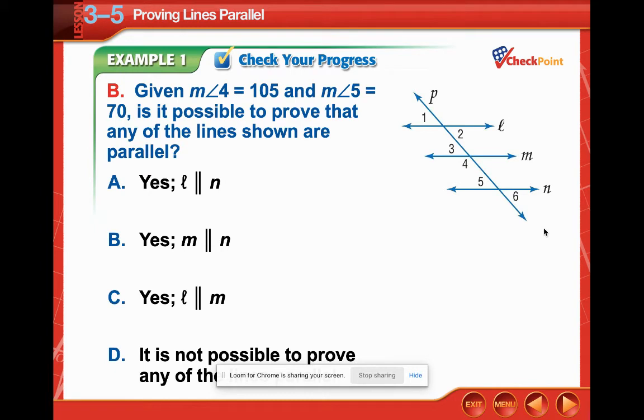Given the measure of angle 4 is 105 degrees and the measure of angle 5 is 70 degrees, is it possible to prove that any lines are parallel? I'm going to stop talking for about 5 to 10 seconds. You guys can also talk about this. Come up with the right answer, and we'll see if you're correct.